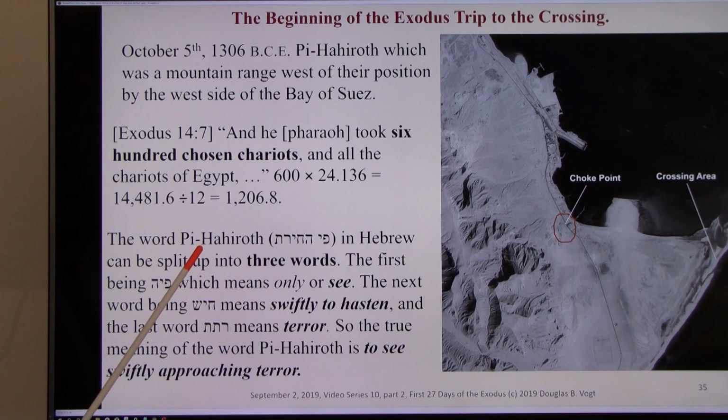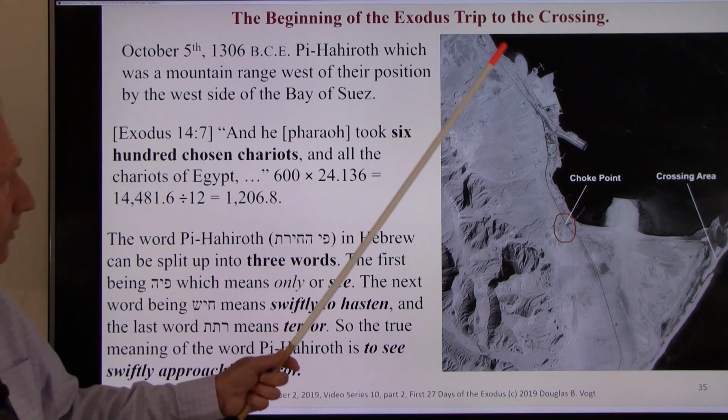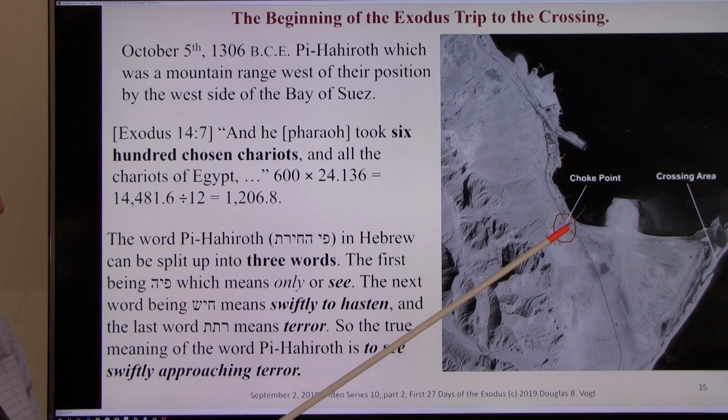Take the word apart, Pi-hahiroth. That's how we spell it. It's made up of 3 words or parts of words. The first is this, which means to only or to see. The next word is this, means swiftly to hasten. And the last word, this, means terror. You put it together, to see swiftly approaching terror. His chariots are coming across here. That ball of plasma or fire is above here. Here's the choke point. That's where it is.